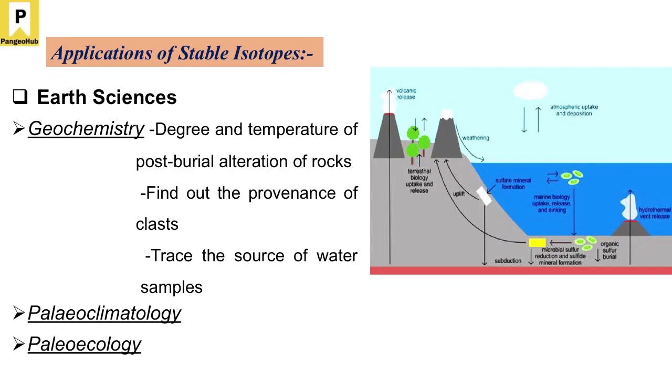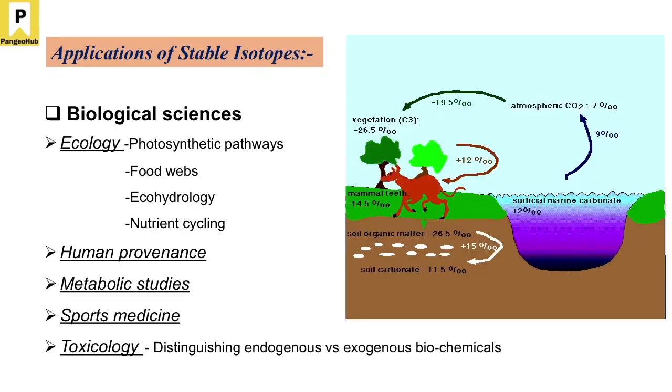As we can see, there are various cycles going on in our Earth. These stable isotopes are very useful to find out these processes as well as the mechanisms leading to this fractionation. Even in biological systems, stable isotopes are readily used to identify photosynthetic pathways, food webs, ecohydrology, nutrient cycling, and to identify human provenance. For example, the isotopic composition of someone living in lower altitude areas will vary somewhat from someone living in high altitude areas.